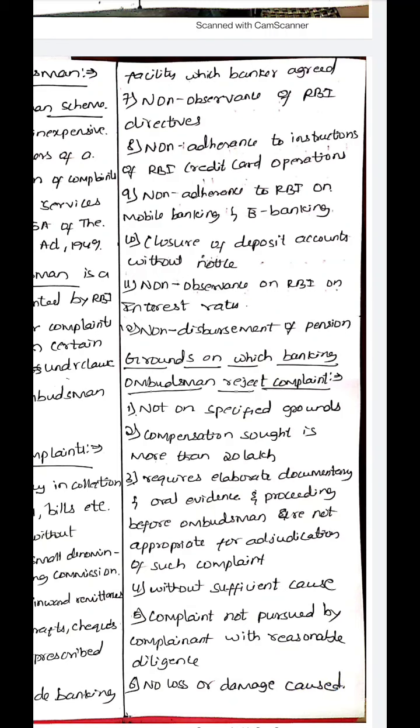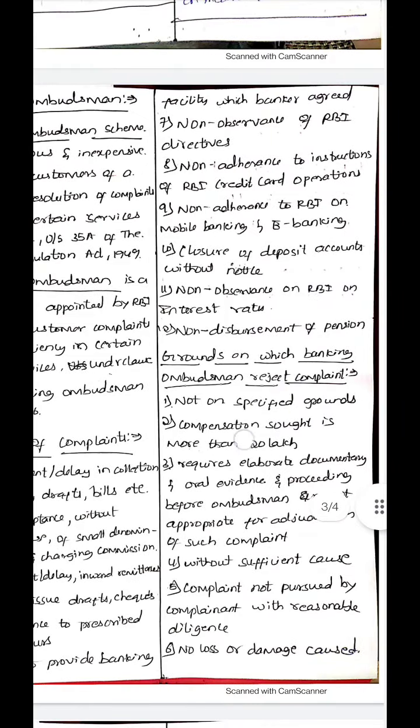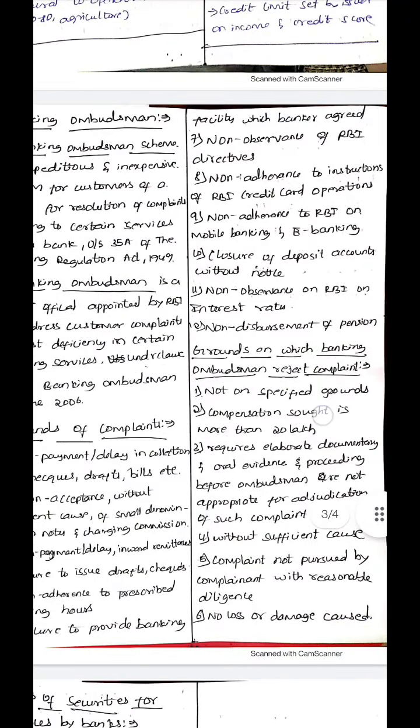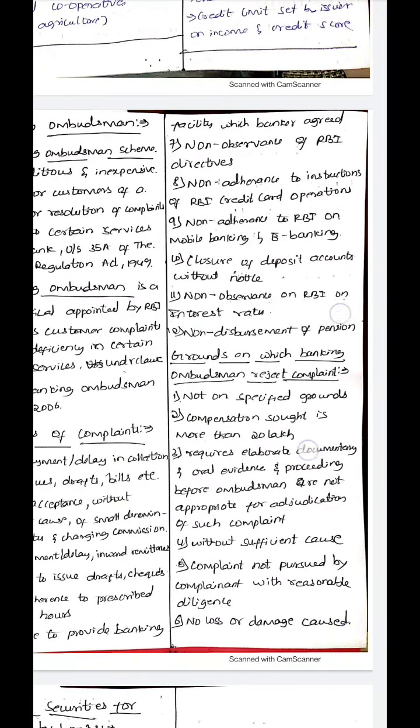Then closure of deposit accounts without notice. Non-observance of RBI on interest rates. Then non-disbursement of pensions. So these are the grounds on which a customer can file a complaint in the banking ombudsman scheme.